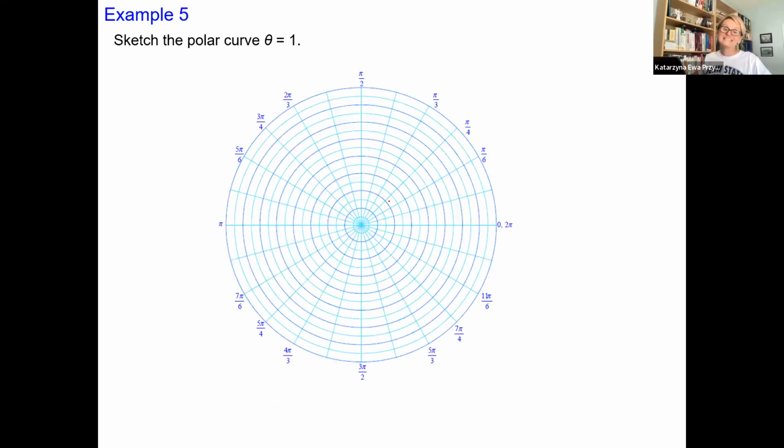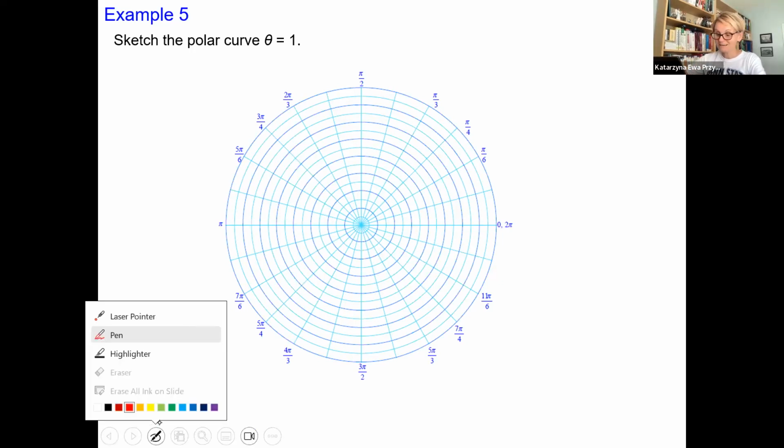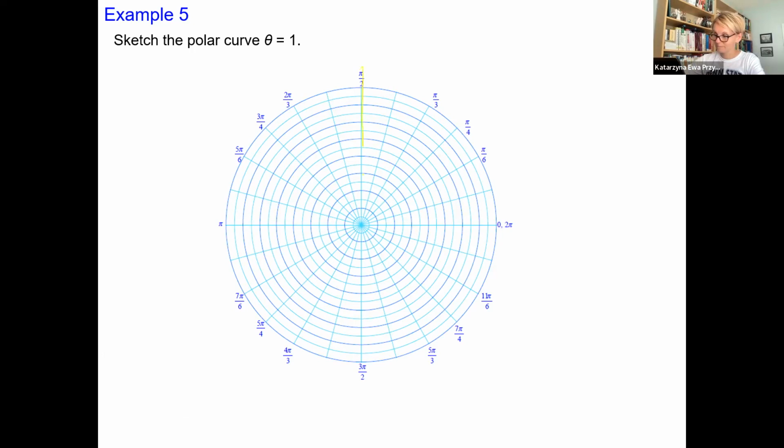Okay, simple. Now, another equation. What is this one? Sketch the polar curve theta equals 1. I will put this because I like to have this. One thing that may be a little bit confusing is that theta is usually in radians. That means this is 1 radian. And we usually use the pi notation.